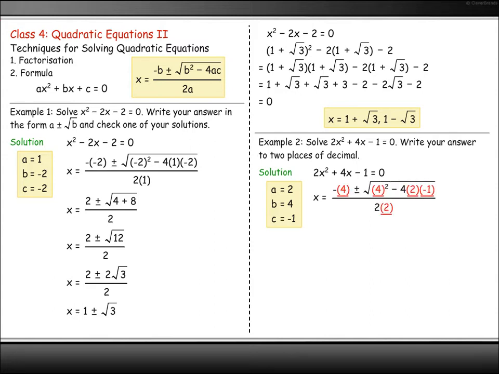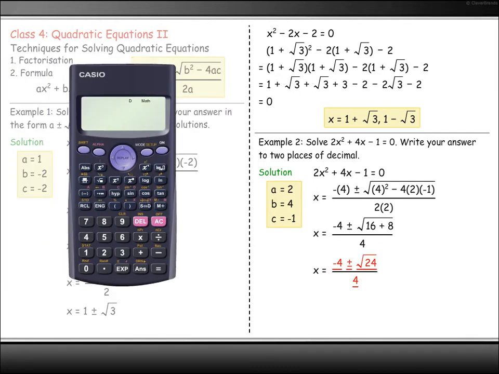Everywhere you see a letter in the formula, replace it by a bracket and fill the bracket with the correct number. Write out all the brackets. Tidy up inside the square root sign. Now use your calculator to work these solutions to 2 places of decimal.